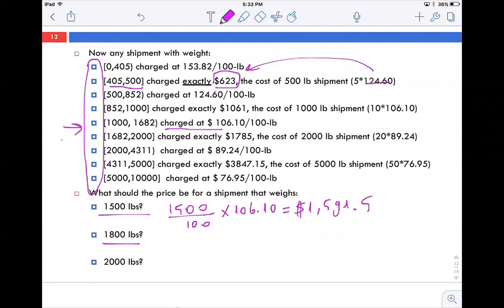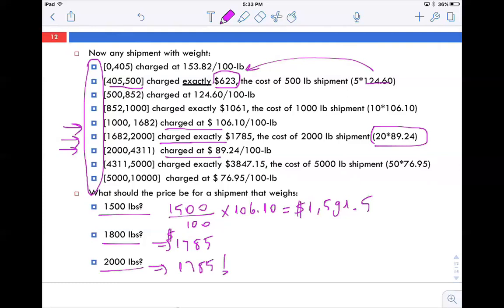What about 1,800 pounds? Well, 1,800 pounds goes into this category, and it is basically in the rate break interval, and it says that it is going to be charged exactly. I don't have to do any math because I did it already. It has to be $1,785. What about 2,000 pounds? Well, 2,000 pounds is here, and it is basically telling us that it should be charged exactly at this price. Well, it is actually literally in this category's price too, so it is identical. Okay. All right, this simplifies a lot of things.